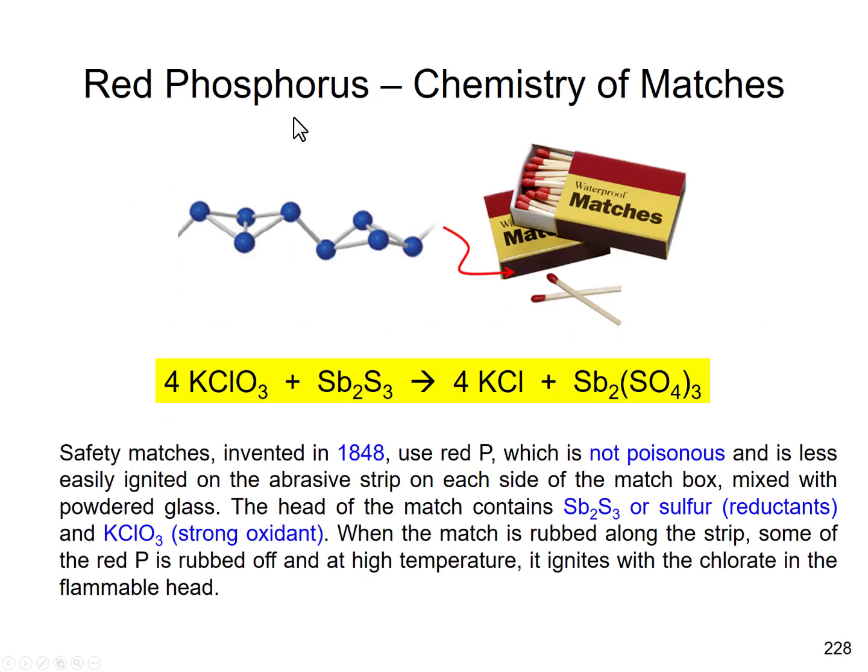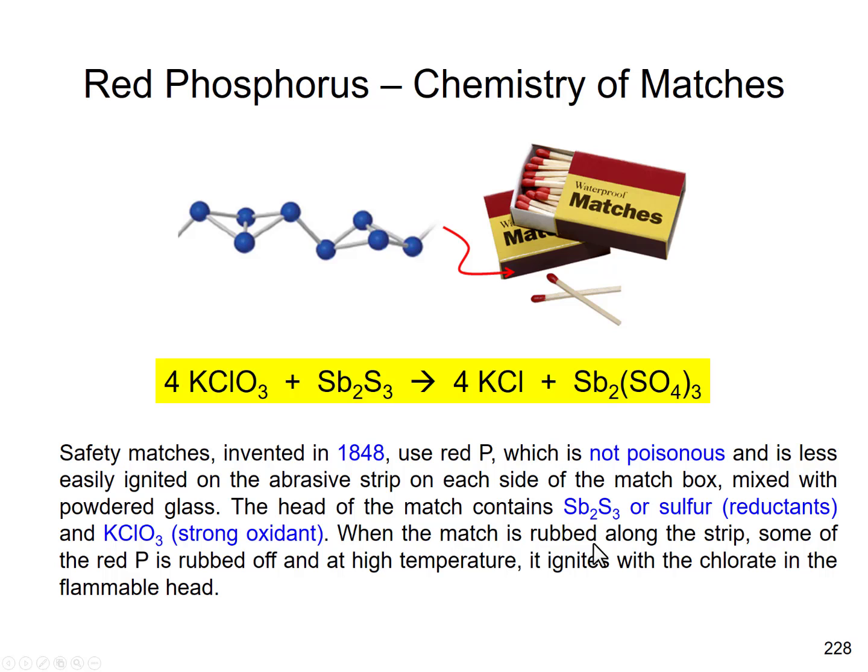Red phosphorus is used in matches. Here we will look at the chemistry of matches. Safety matches were invented in 1848. On each side of the abrasive strip of the matchbox, you actually have red phosphorus, which is mixed with powdered glass. On the other hand, the head of the match contains antimony sulfide or sulfur as reducing agents and potassium perchlorate as a strong oxidant.